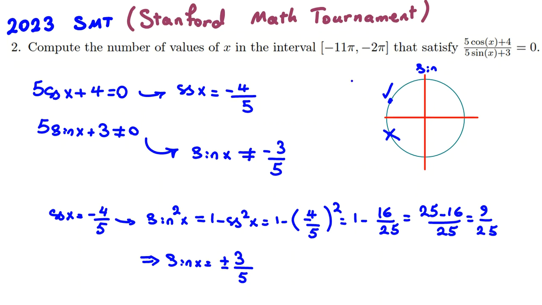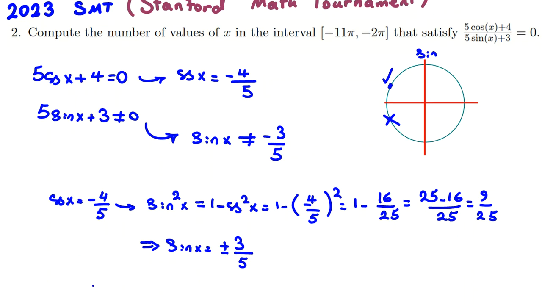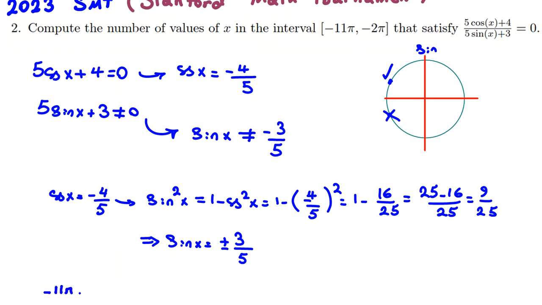Now it says consider from negative 11 pi to negative 2 pi. Okay. From negative 11 pi, let me write the answer. From negative 11 pi to negative 9 pi, it is a whole 360 degrees, we have only one answer, okay? From negative 9 pi to negative 7 pi, again 2 pi, one answer. To negative 5 pi, we know we have one answer. To negative 3 pi, we have one answer.